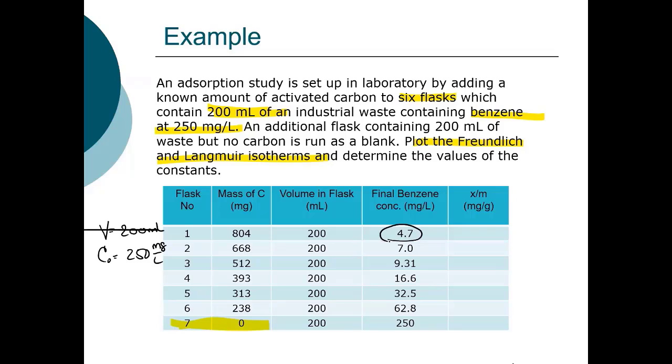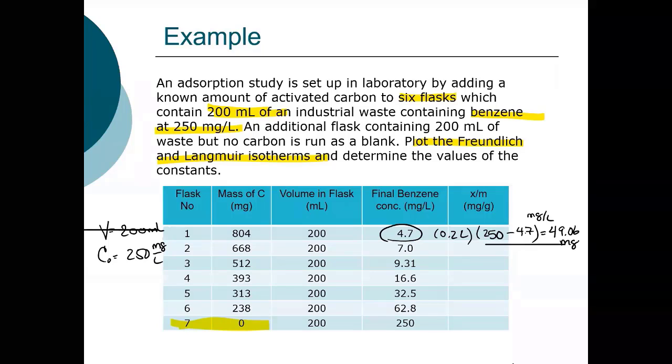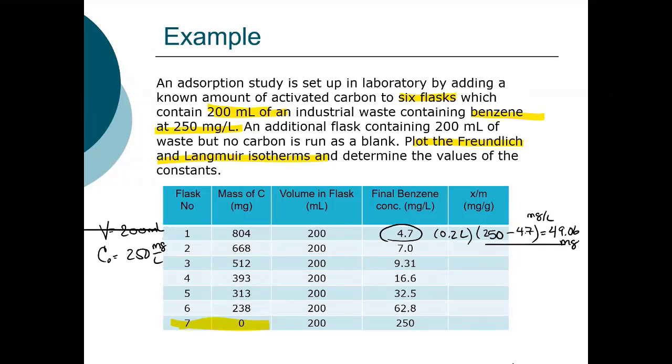So looking at the first flask, we have 0.2 liters times, we start with 250 milligrams per liter. We have 4.7 milligrams per liter, and that is 49.06 milligrams that has sorbed. So this is the mass of benzene that is sorbed.